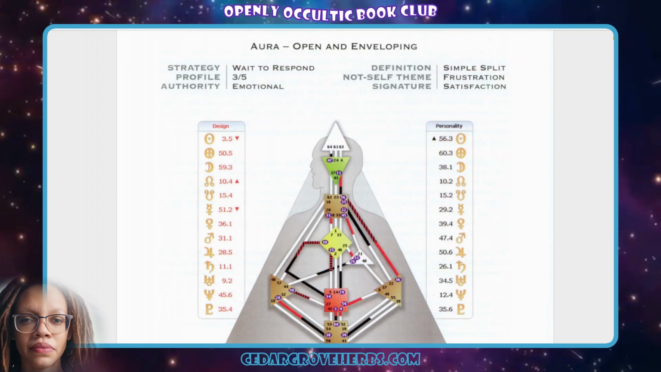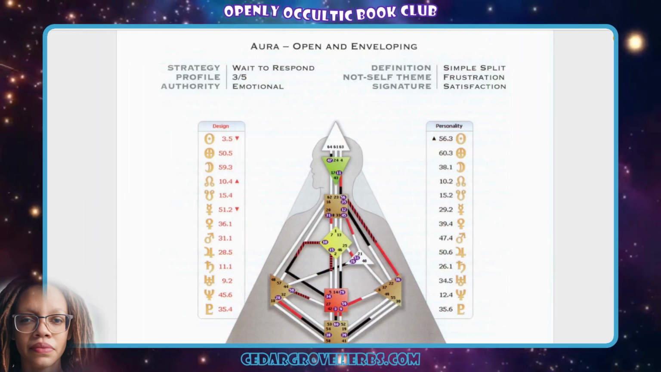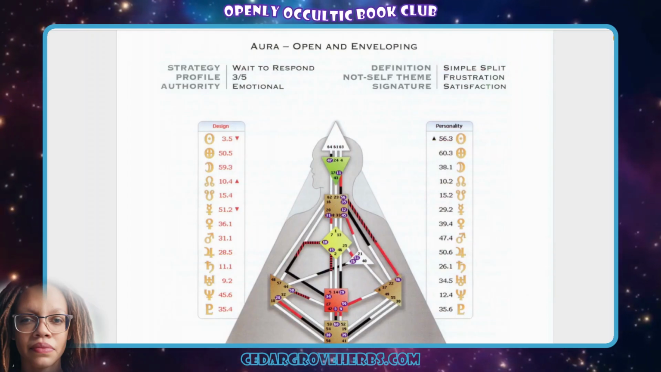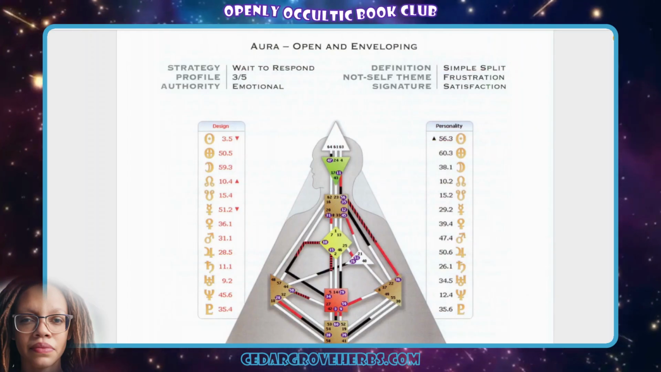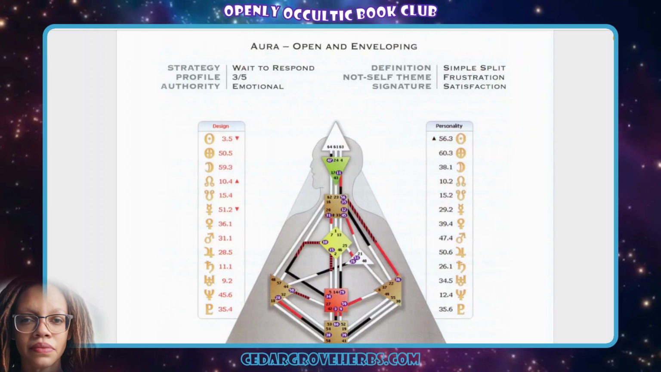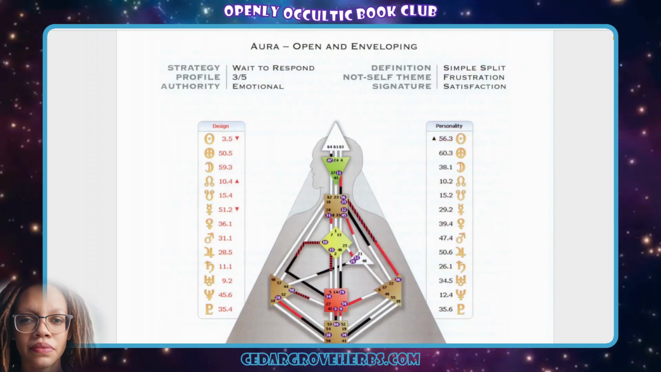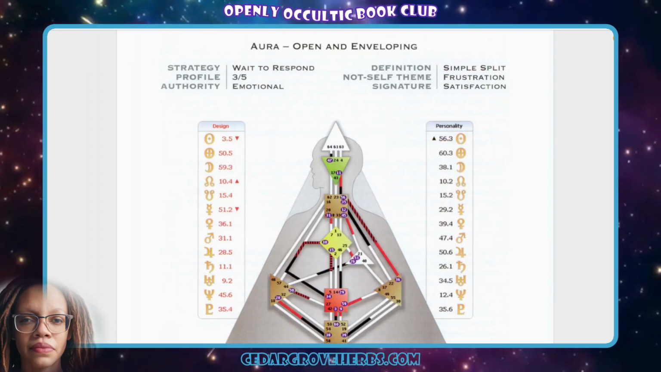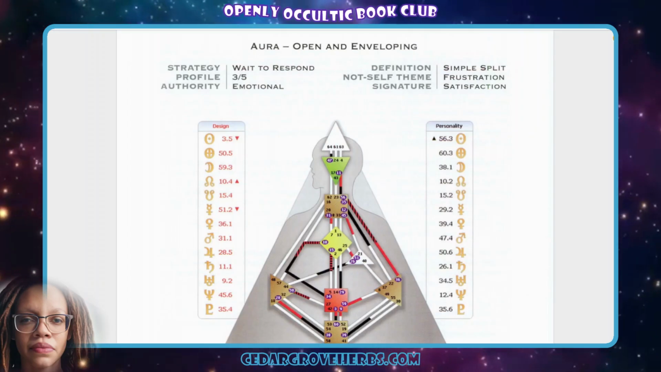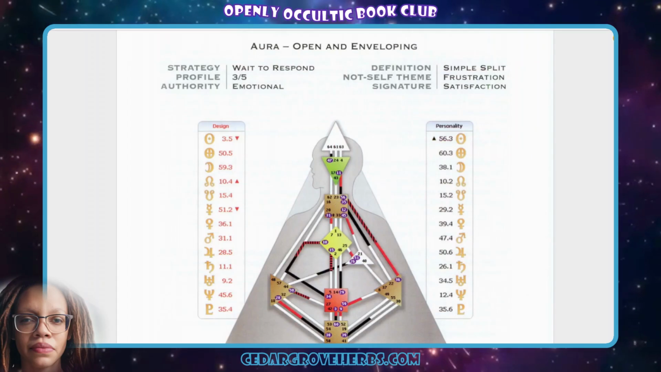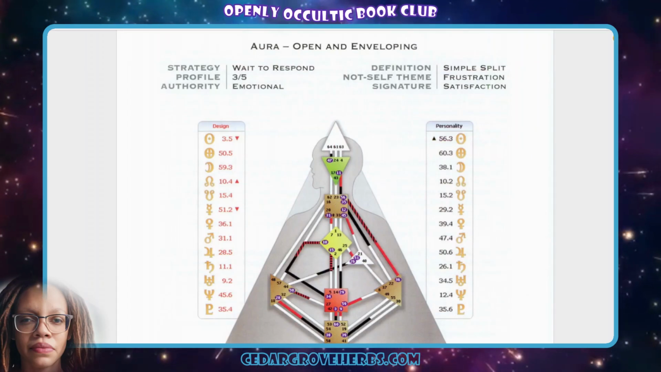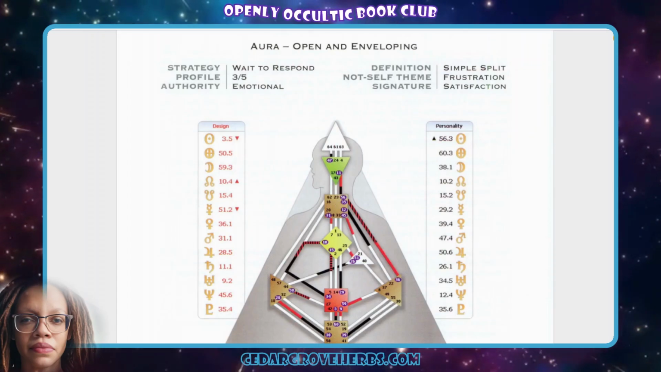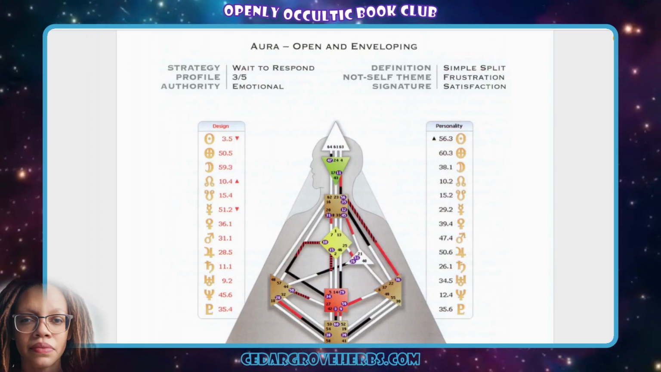They have a simple split definition. Their not-self theme is frustration, and their signature is satisfaction. I have to remember these things. I think I was frustrated sometime recently. I can't remember, but I definitely have to remember these things. That's when I'm feeling frustrated. I'm out of alignment, right? I'm letting myself down. I'm not following my strategy and authority. That's why I'm frustrated.